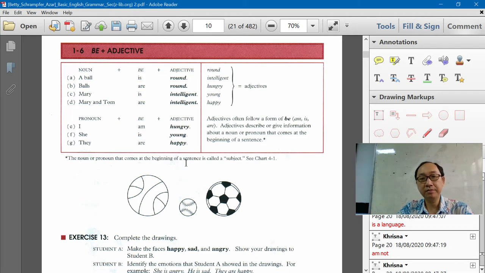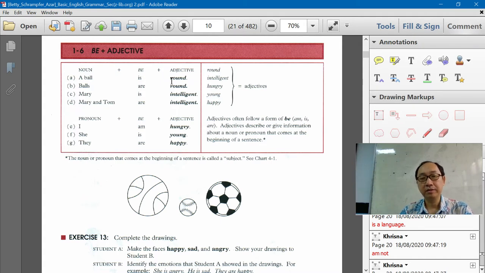So adjectives, for example, round, intelligent, hungry, young, or happy. Yeah, so they are adjectives. Adjective ini adalah giving additional information, giving a character to a noun. Jadi adjective memberikan keterangan tambahan atau memberikan suatu sifat pada kata benda. For example, round gives additional information to a ball. Jadi ball itu bola, diberi keterangan tambahan yaitu bentuknya bulat, ya. And then intelligent is giving information to Mary. Mary is intelligent, ya.